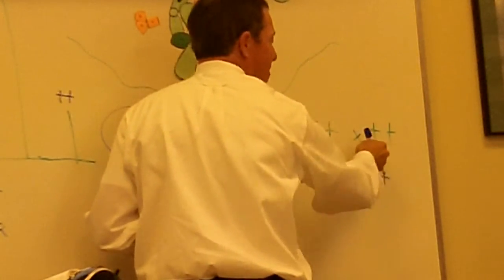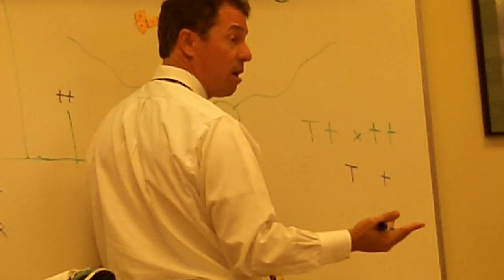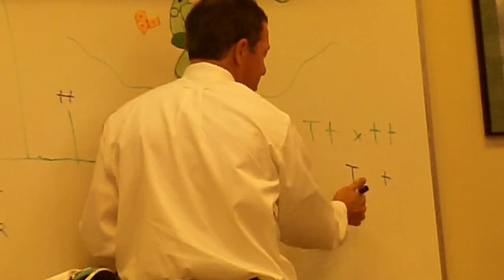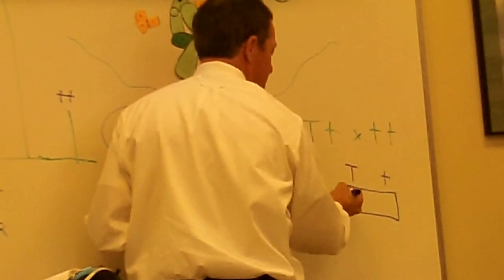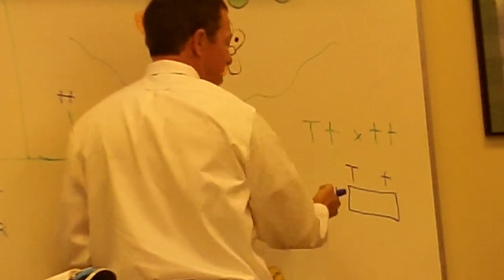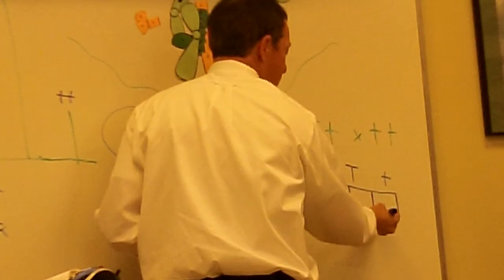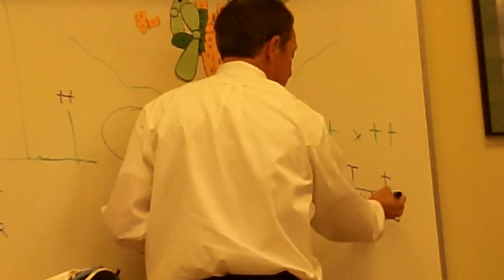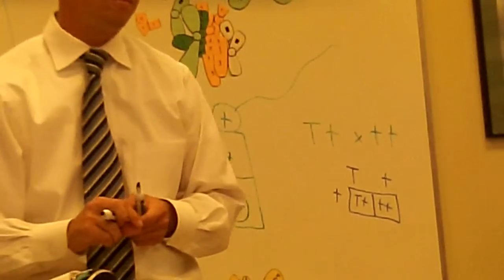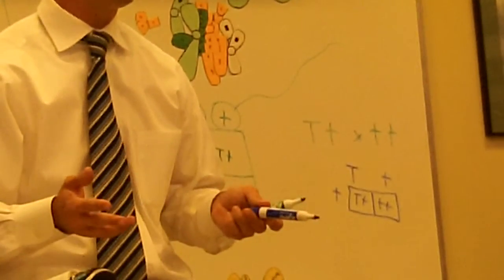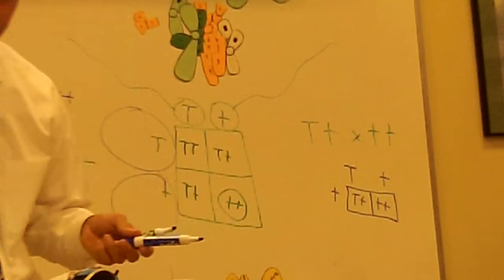And then this one can only make one type of egg, little t, right? So there's no use of putting two little t's on this side of the square. On this side of the square, we only need one little t, because the other one's just a repeat of that one. So your Punnett Square can actually look like this, and you still get the same result. This is an important thing to know, because we're about to do squares that are a lot bigger.